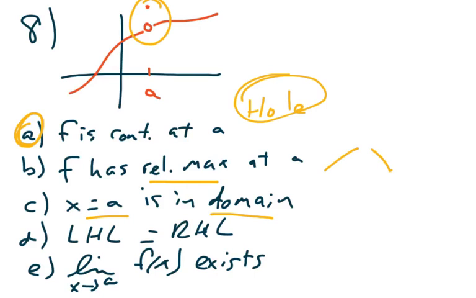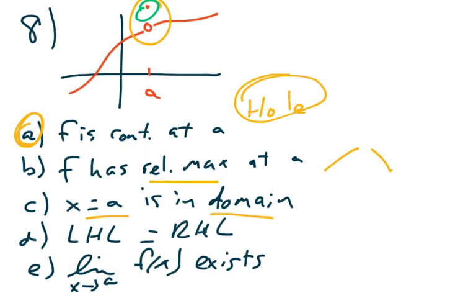Well, the domain is any of the x values that have a point plotted on it. Even though it's not continuous at A, there's still a point plotted at A right up here. And so that point is part of the domain, absolutely. Now, D and E go back to the idea of limits, okay?